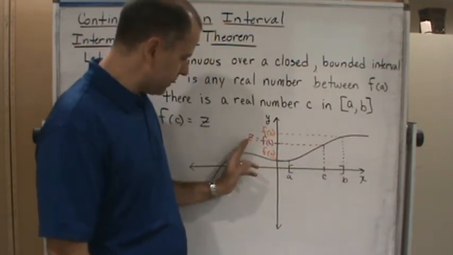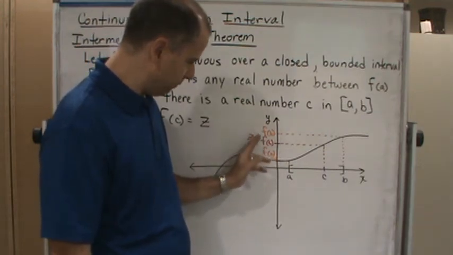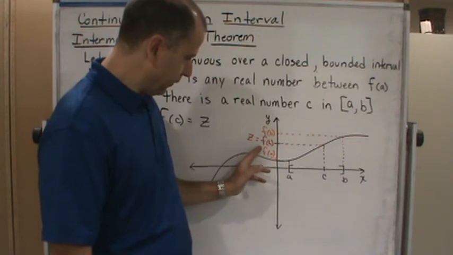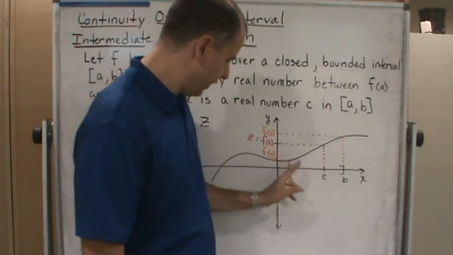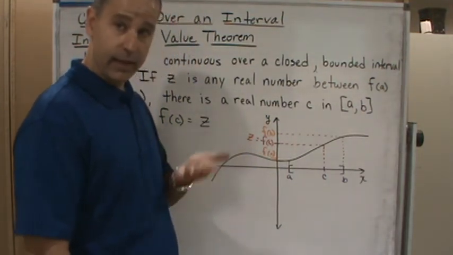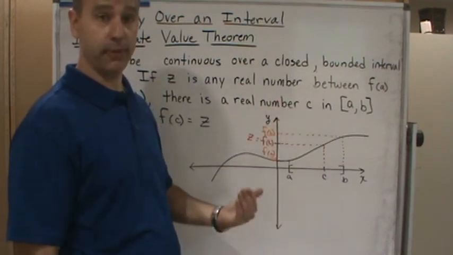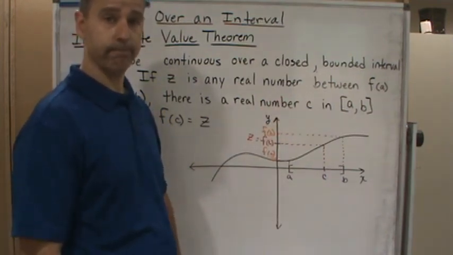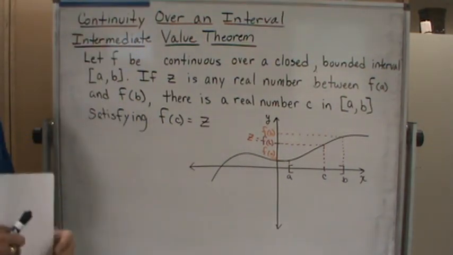Now, if that's true, then guess what? If there's some z between f(a) and f(b), then there has to be some c in the interval here such that f(c) equals z. It's just based on the fact that we're dealing with continuous functions over a closed interval. And that is the intermediate value theorem.